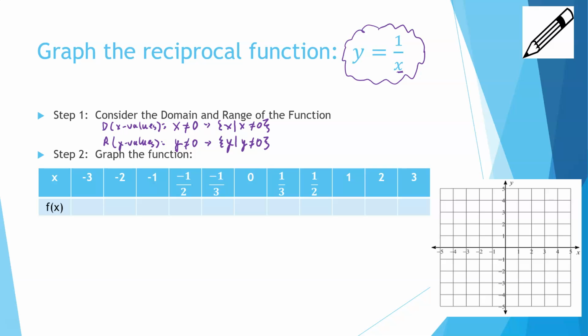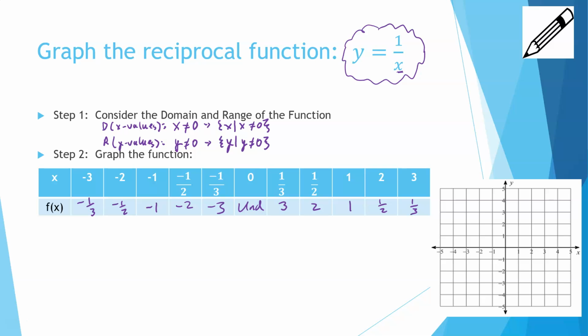So when we look at this graph, if I do build a table to graph it, 1 divided by negative 3 is negative 1/3. 1 divided by negative 2 is negative 1/2, negative 1. Remember when I divide by a fraction, then I have to multiply by the reciprocal of the denominator. So this would actually give me negative 2, negative 3. Remember, 1 divided by 0 is undefined. This would give me positive 3, positive 2, positive 1, positive 1/2, and positive 1/3.